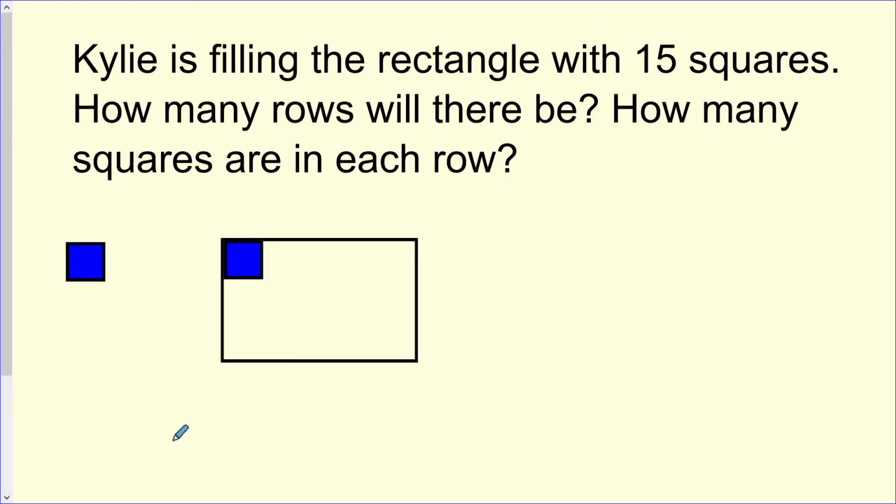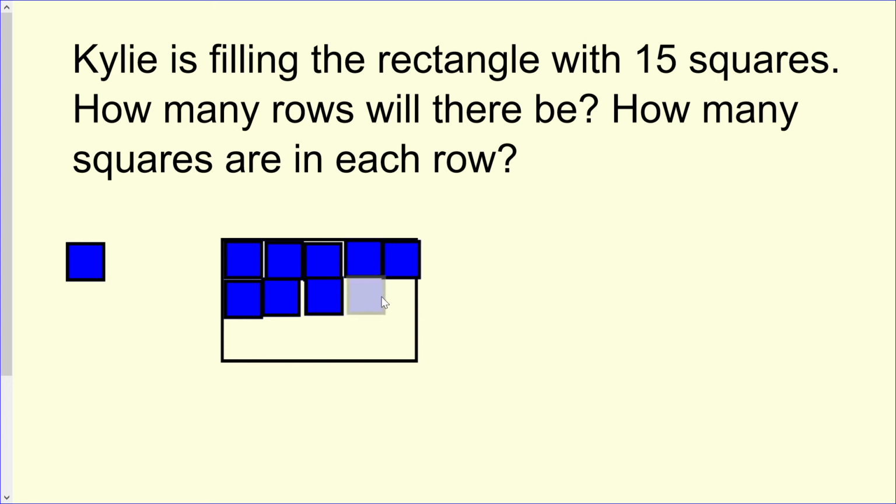Let's look at this one. Kylie is filling in. Let me get my pointer so I can move things. There we go. Kylie is filling the rectangle with 15 squares. How many rows will there be? How many squares are in each row? Now we can move our squares in there. Sometimes you'll be asked to visualize this, right? But if I move my squares in there and fill it up, that was my first row. Working on my second row. And now my third row.